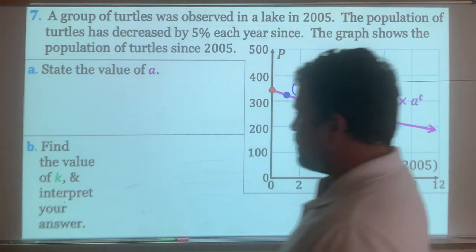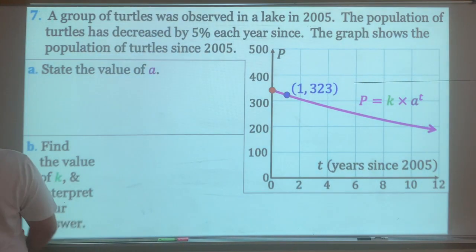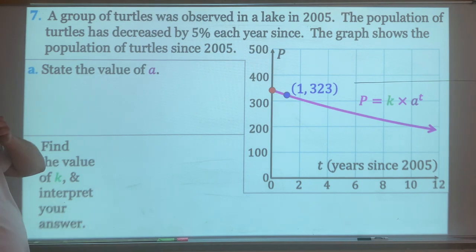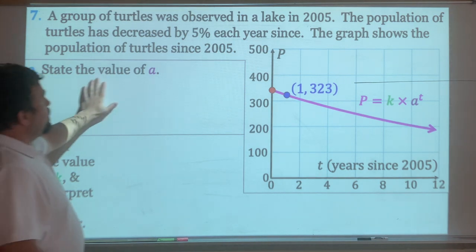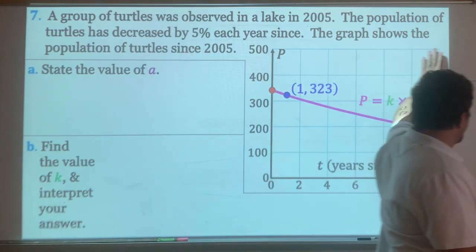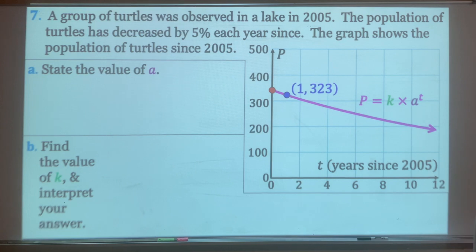On to number 7. Number 7 states, a group of turtles was observed in a lake in 2005. The populations of turtles have decreased by 5% every year since. The graph shows the populations of turtles since 2005. Isn't that neat? All right, so first thing I want you guys to do is state the value of A.